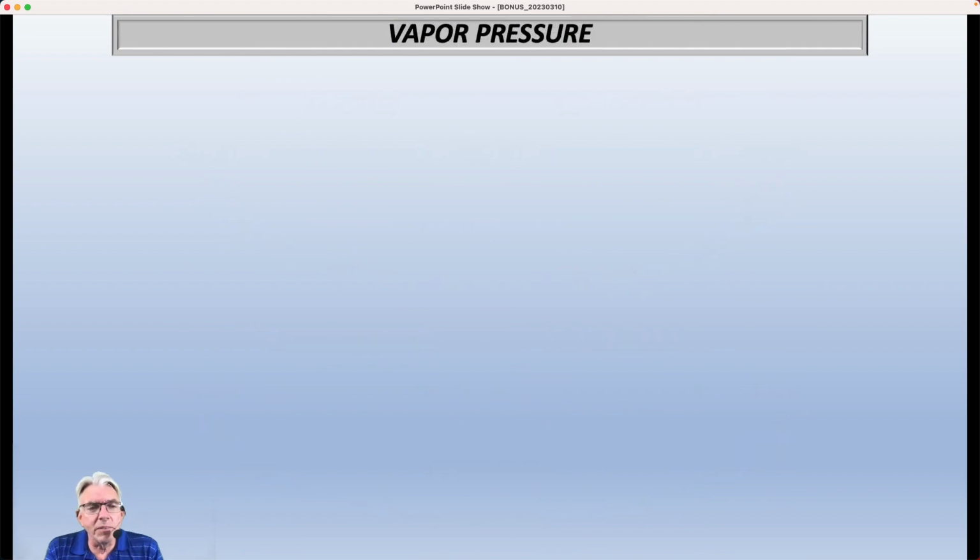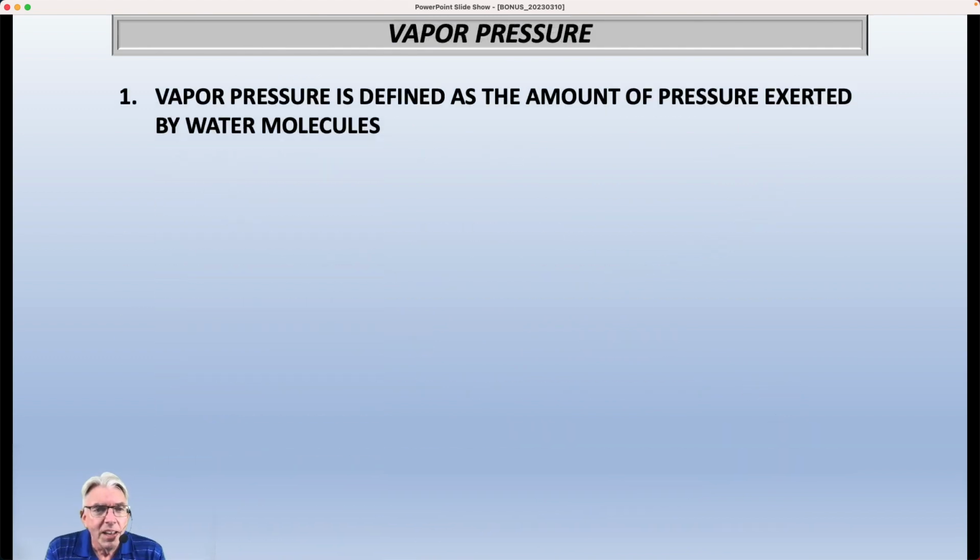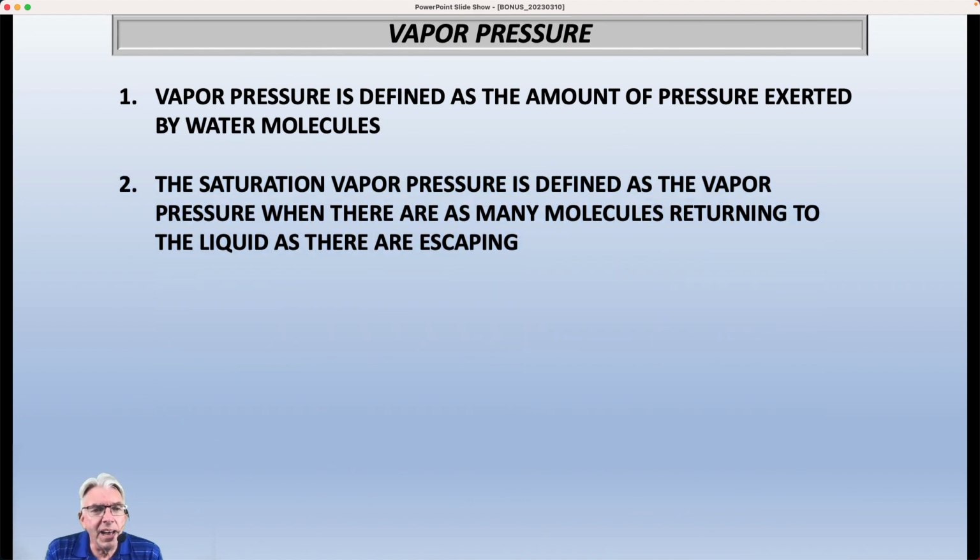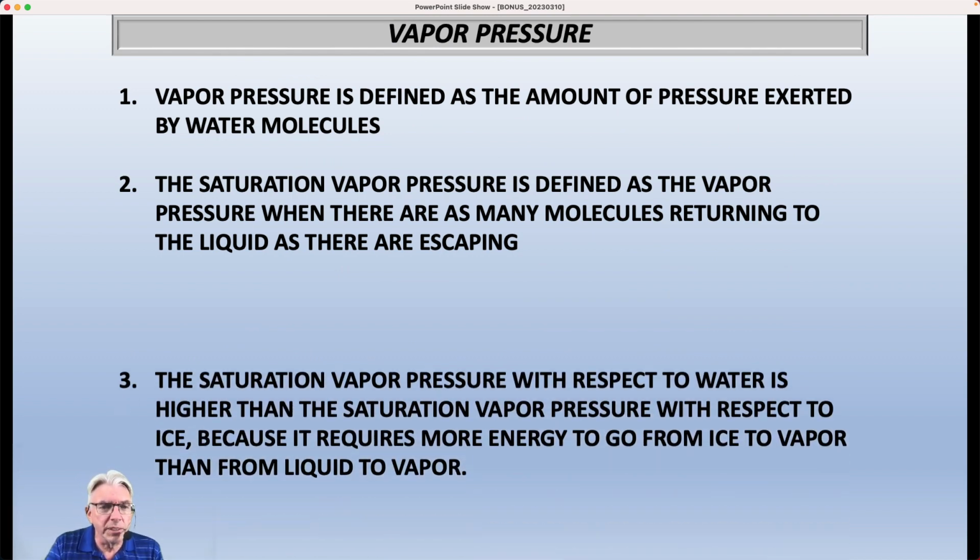All right, so let's talk about something called vapor pressure here. Vapor pressure is defined as the amount of pressure exerted by water molecules, okay? Now, the saturation vapor pressure is defined as the vapor pressure when there are as many molecules returning to the liquid state as there are escaping to the vapor state. So the two are actually in equilibrium, okay? The liquid and the vapor are in equilibrium at that point.